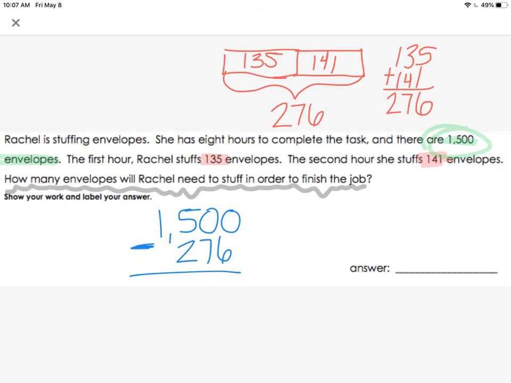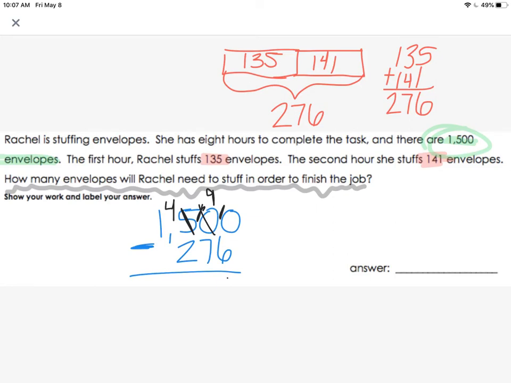go. So I can't do 0 minus 6, and I can't borrow from the tens place, so I'm going to borrow from that hundreds place, turn 500 into 400. Now I have 10 tens. That doesn't help me do 0 minus 6, so I'm going to borrow again. So I have 9 in the tens, and I have 10 ones.